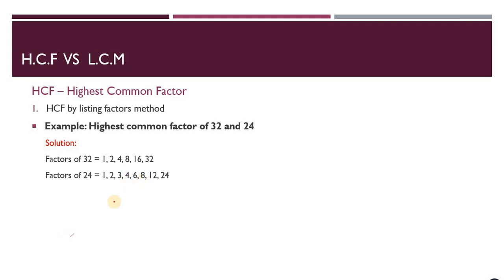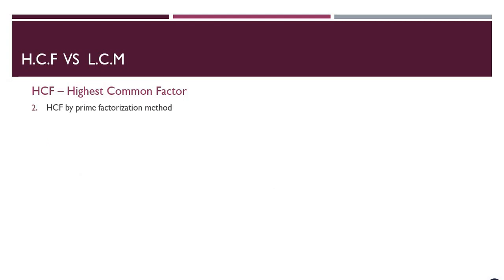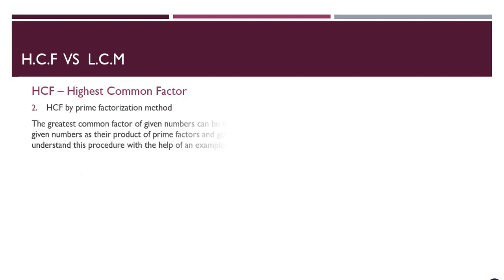And then we select the highest common factor. The highest factor that's common to both 32 and 24. And as we can clearly see, 8 is the highest common factor, or factor that's common to both numbers. So therefore, the highest common factor of 32 and 24 is 8. Now, by prime factorization, let's look at that.